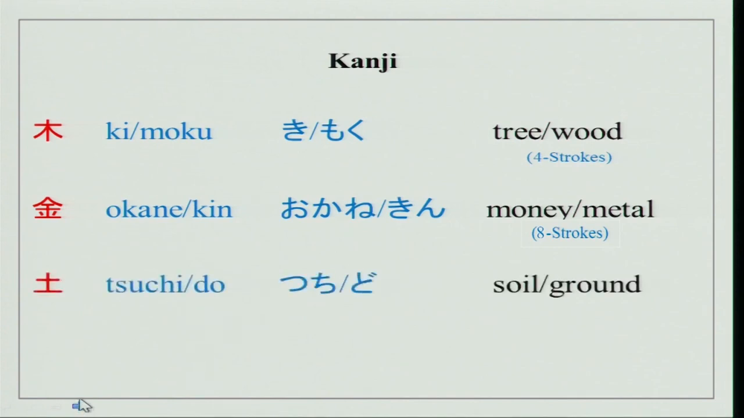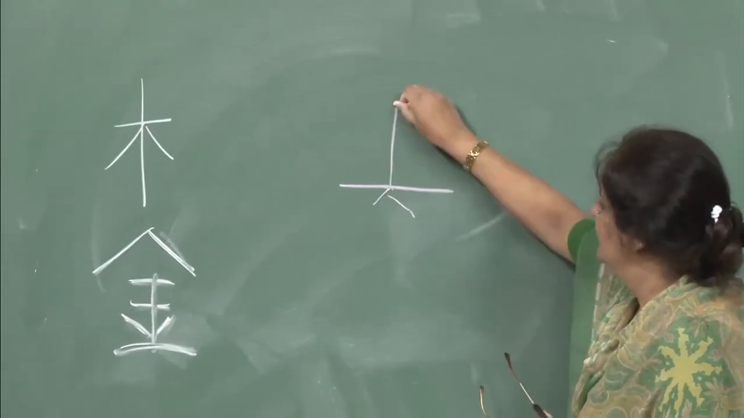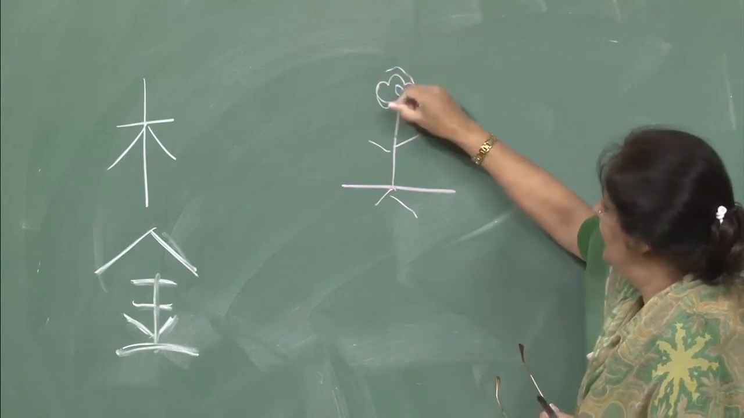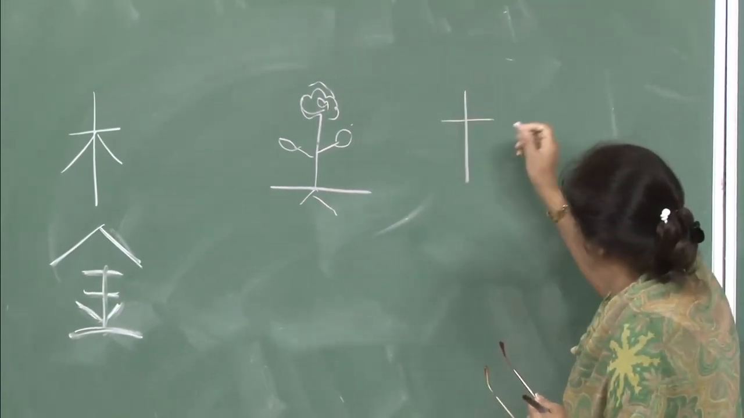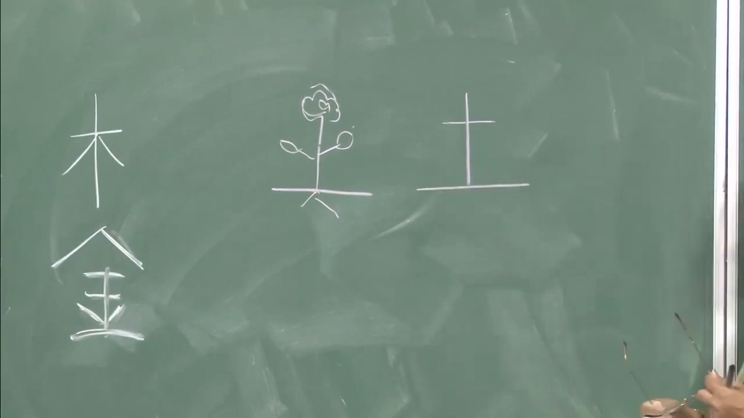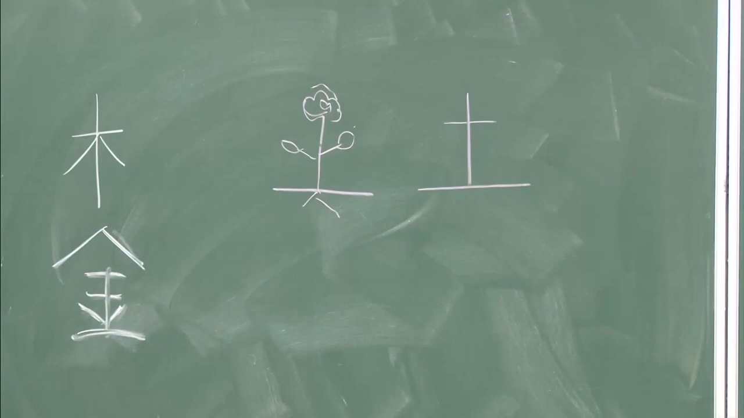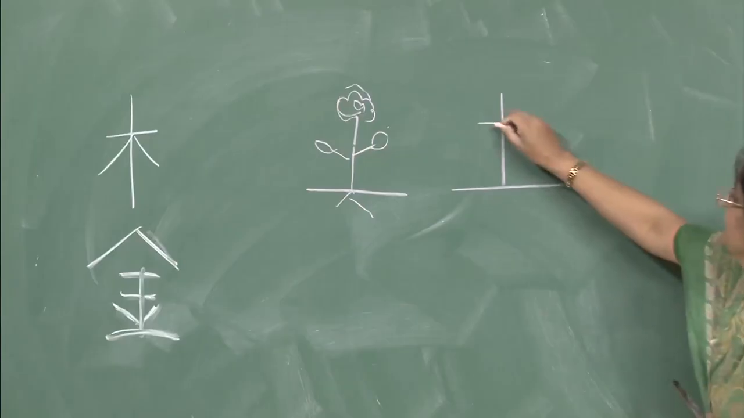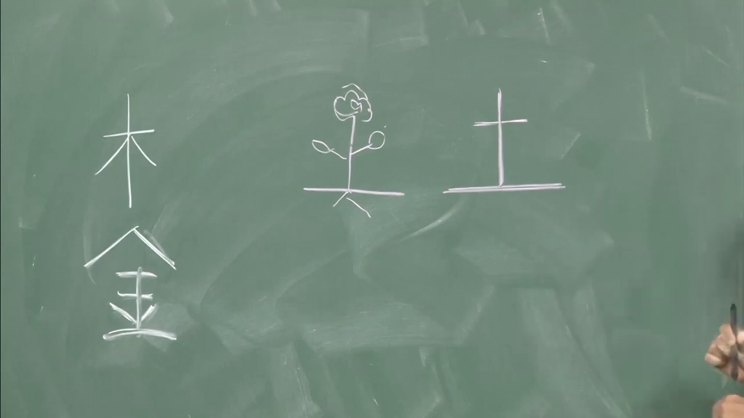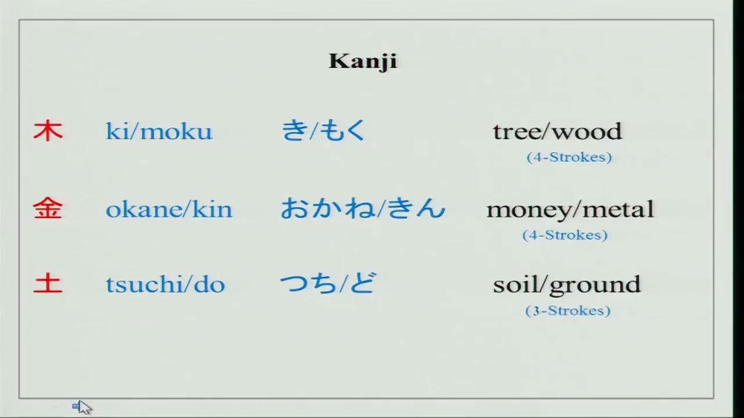Now we have another character over here which means soil or tsuchi. This is the ground. From here something, a flower, comes out of the ground. So that's how you have this character, and this is for ground, which is tsuchi. That's how this character has come into being, and it is used for Saturday, which is doyobi. This is a 3 stroke character, 1, 2 and 3, meaning soil or ground.